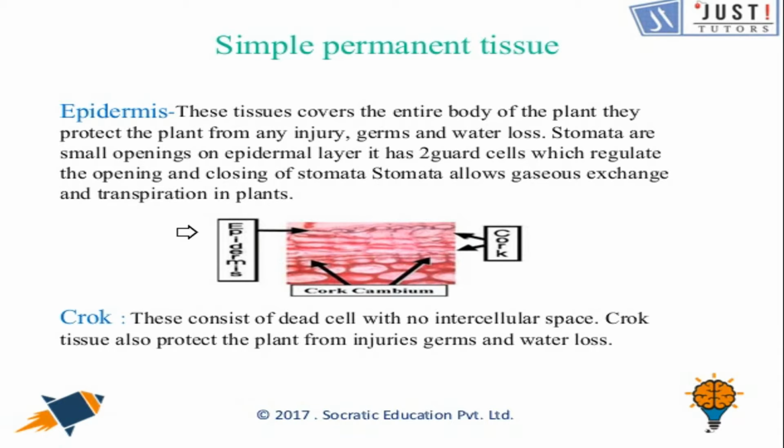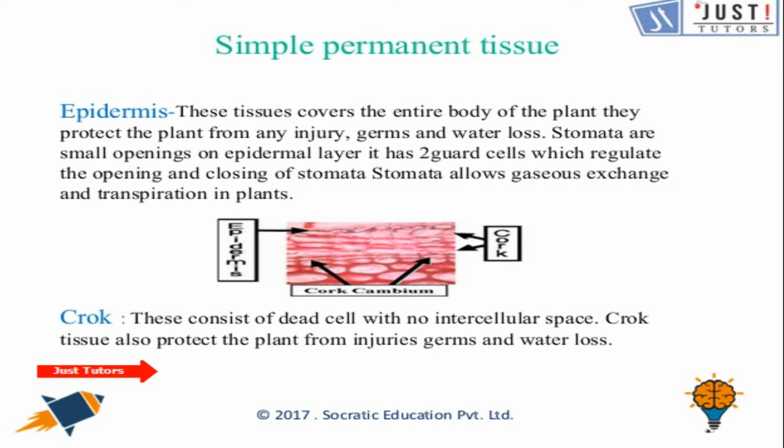Now let's talk about the two types of protective tissues, which are epidermis and cork. Epidermis is the outermost layer of all organs of the plant body, which is formed from parenchymal cells. It protects the internal tissue from mechanical injuries and entry of germs. The next one is cork. This is the peripheral tissue of old stems and roots of woody trees, and it is formed due to activity of cork cambium or phellogen.